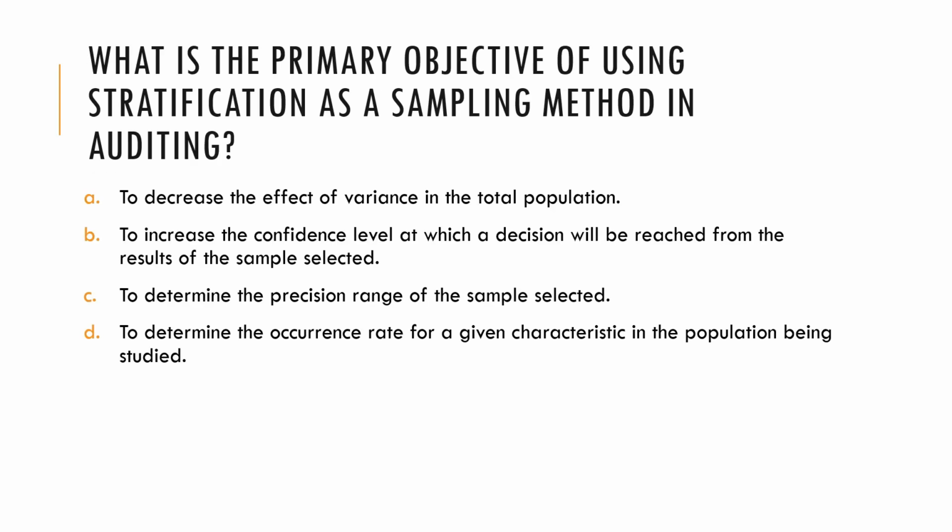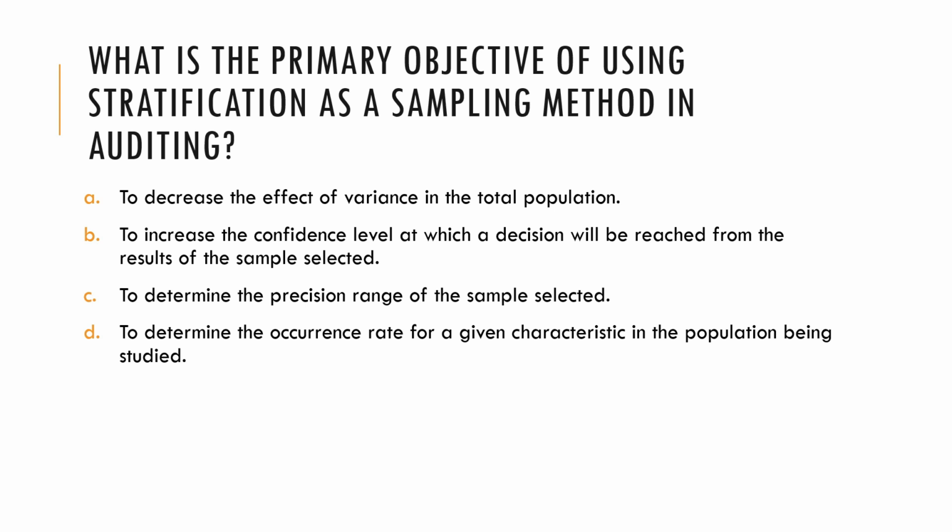Next, what is the primary objective of using stratification as a sampling method in auditing? Now, when we talk about stratification, this is where we group items of a similar characteristic. When applied to tests of balances, this is where we'll normally group accounts based on their balances. So say for example, all customers with AR balances of 1 million and above will belong to one stratum. Then those below 1 million but more than 100,000 will be another stratum, and those below 100,000 will be a third stratum. So that is stratification.